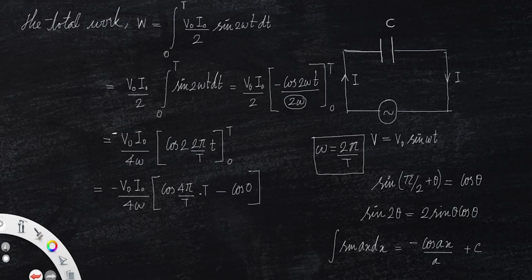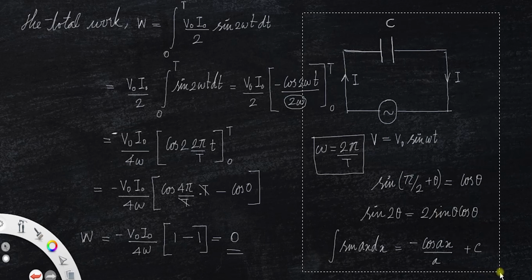Now W, the total work done, is equal to V0 I0 divided by 4 omega times cos 4 pi minus cos 0. Now the value of cos 4 pi is actually 1. Minus cos 0 is again minus 1. So 1 minus 1 will make this term 0. So the total work done is actually 0.